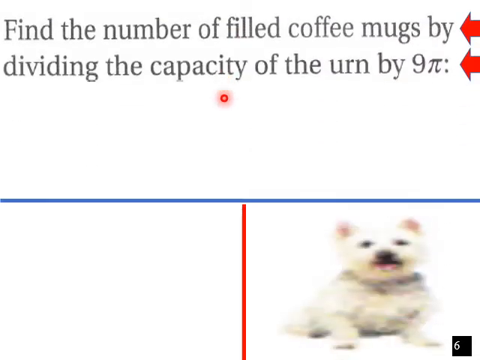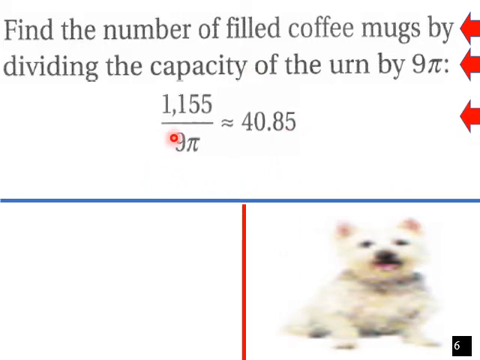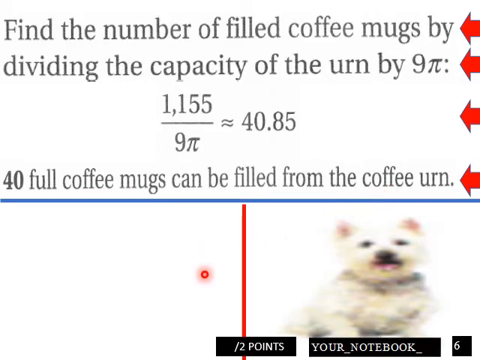Find the number of filled coffee mugs by dividing the capacity of the urn by 9 pi. So now that we know each coffee mug is 9 pi, we divide that into 1155 and we get 40.85. So 40 full coffee mugs could be filled from the coffee urn.